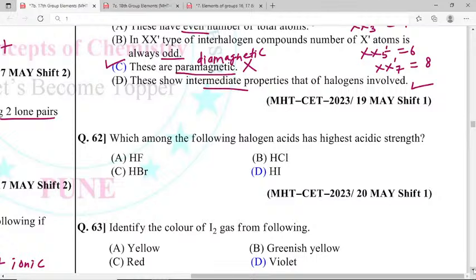Next question. Which among the following halogen acids has the highest acidic strength? HI has the highest acidic strength. So many times the question has HI. HF is the lowest, and HF is a liquid. Always remember, it is a liquid, and the remaining are all gases. HF is a liquid due to hydrogen bonding. The remaining are all gases because of the absence of hydrogen bonding.